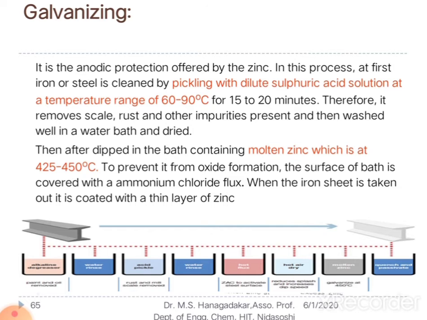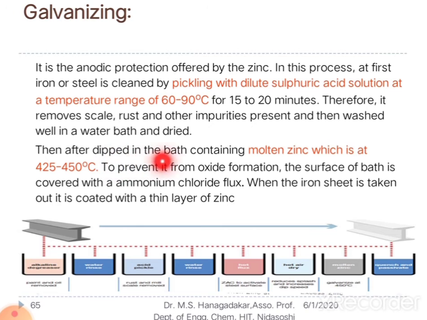Here, in this anodic protection offered by zinc, at first iron or steel is cleaned for the removal of impurities, like organic solvent cleaning or alkaline cleaning, and pickling with dilute sulfuric acid solution at a temperature range of 60 to 90 degrees Celsius for around 15 to 20 minutes. As a result, it removes the scale and other impurities, if they are present. Then it is washed with water and dried.